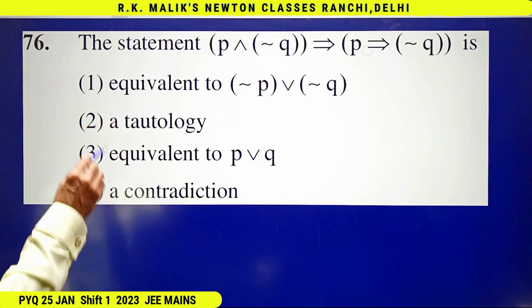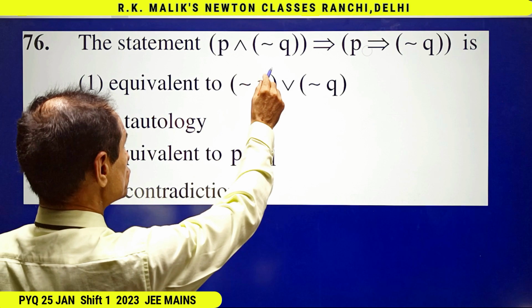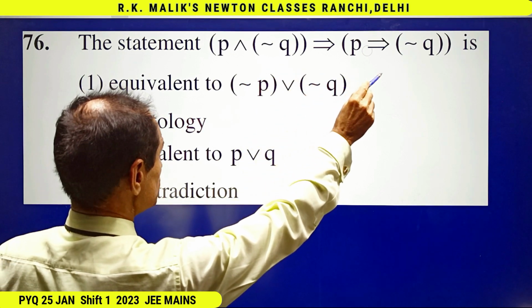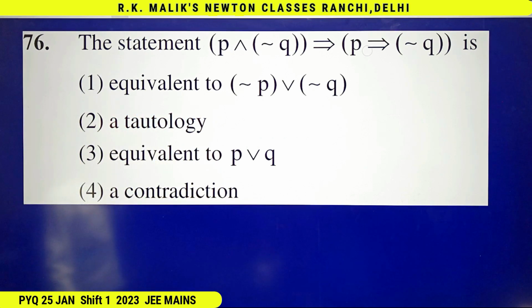In this question, it is given that the statement (P and negation Q) implies (P implies negation Q) is. You have to find the correct choice. I will do this question by multiple ways.